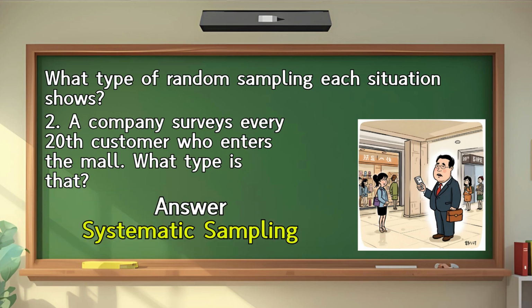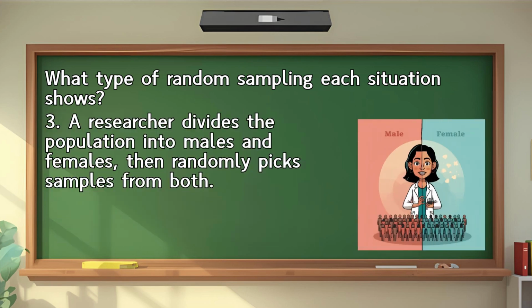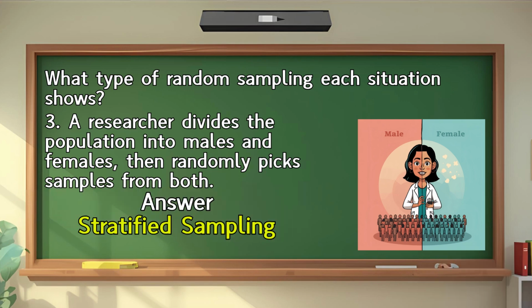You got it! Systematic sampling. Number 3. A researcher divides the population into males and females, then randomly picks samples from both. That's stratified sampling. Great job! You're getting the hang of it.